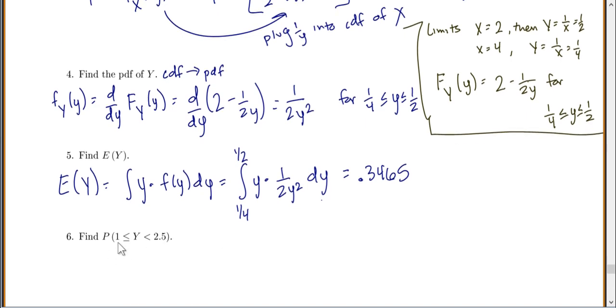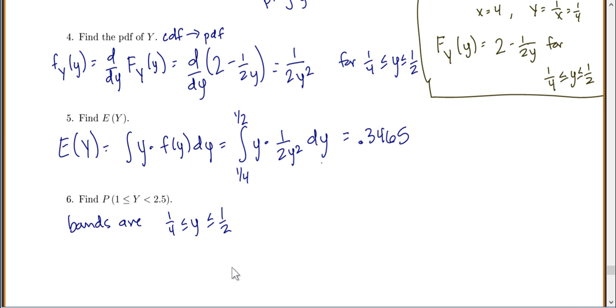And number 6 is find the probability that y is between 1 and 2.5. This is actually kind of a trick question because the bounds are that y can only be between 1/4 and 1/2. So what's the probability if you're outside the bounds? 0. So the probability that y is between 1 and 2.5 is just 0. You don't even have to do anything, you're outside of your y bounds.